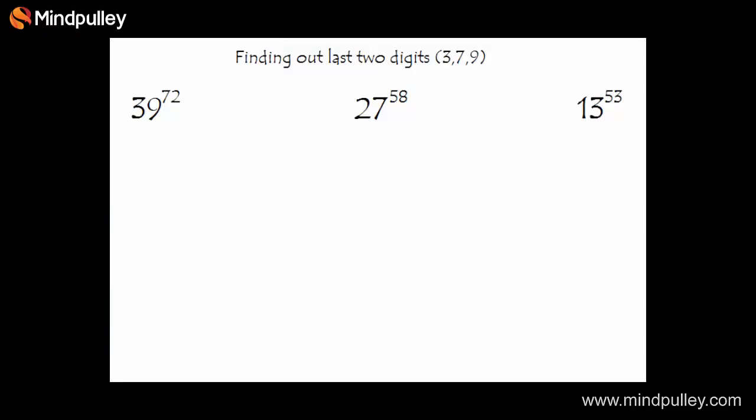Welcome to the presentation. Today in this video we will discuss how we can find the last two digits of a number that ends with 3, 7 and 9.